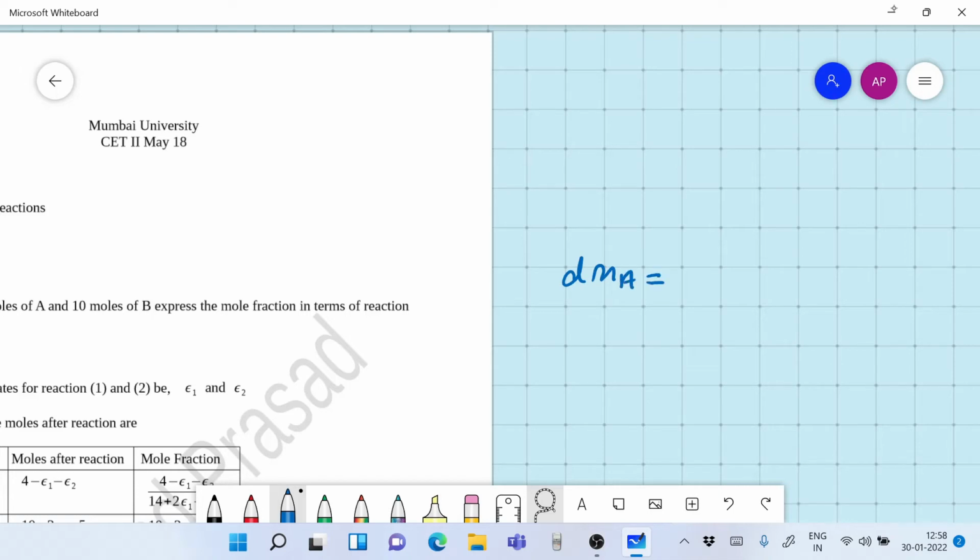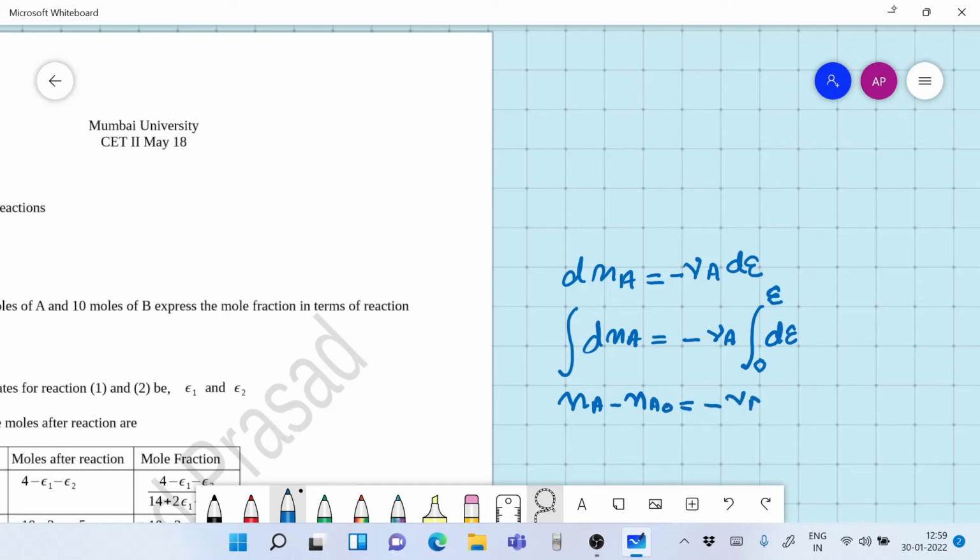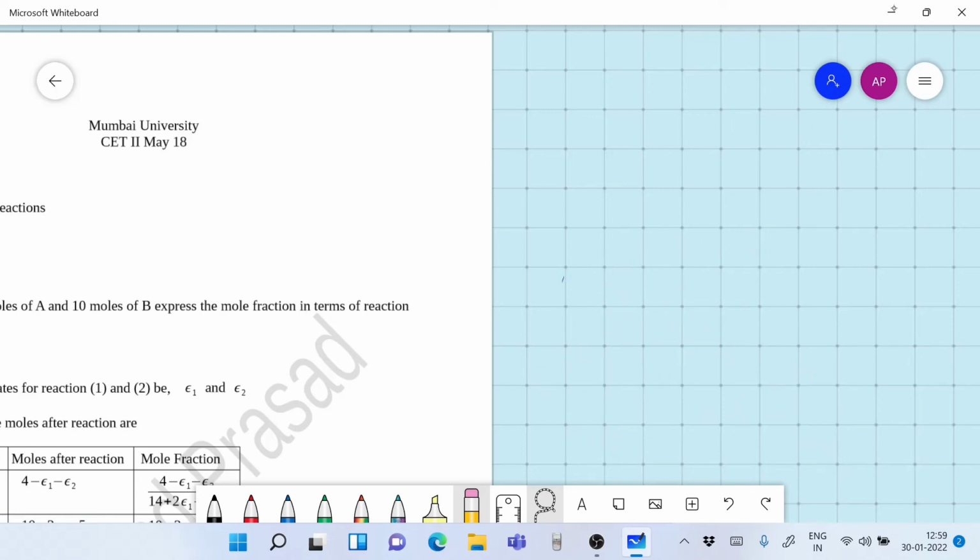dNA is equal to nu A, since A is a reactant, so it's going to be minus, into d epsilon, right? So we integrate it and we write dNA is equal to minus nu A, which of course is a constant, into d epsilon, epsilon from 0 to epsilon, right? So what we have is NA minus NA0 is equal to minus nu A into epsilon, or NA, that is the moles of A after the reaction, is equal to the moles of A fed into the reaction minus nu A into epsilon, right? So having understood this, we can simply draw a table and solve this problem.